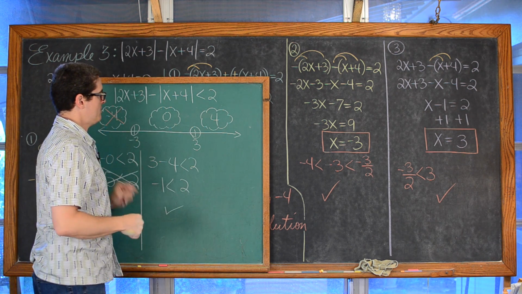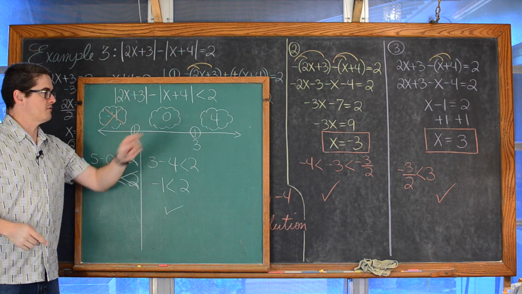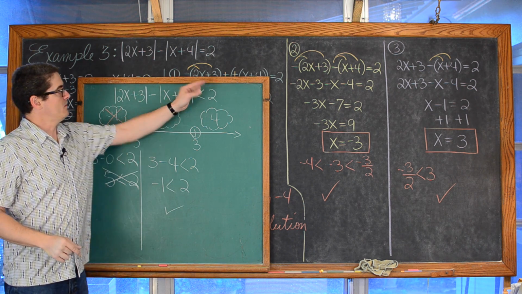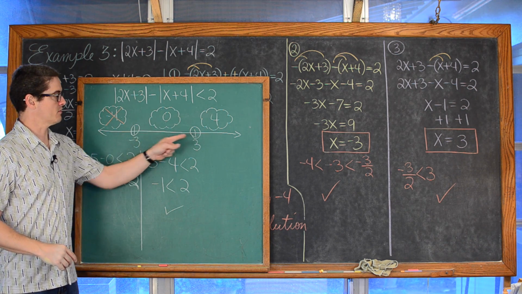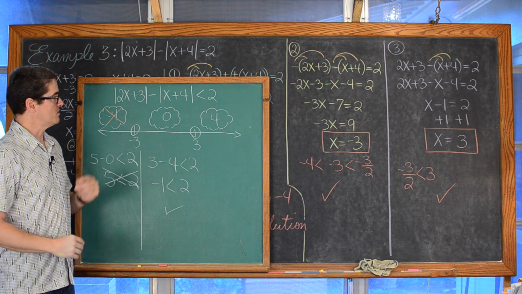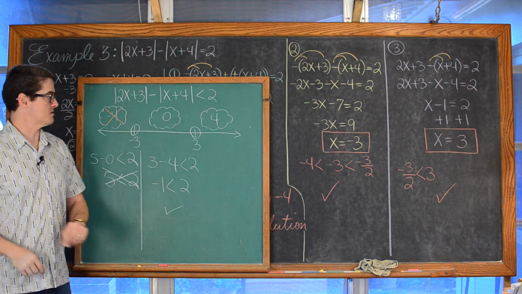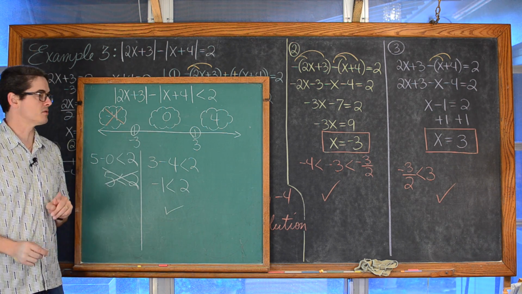So if one number within this interval between negative 3 and 3 gives me a value less than 2, then I know every value between negative 3 and 3 is going to give us a value which is less than 2. So this whole interval is our solution so far.